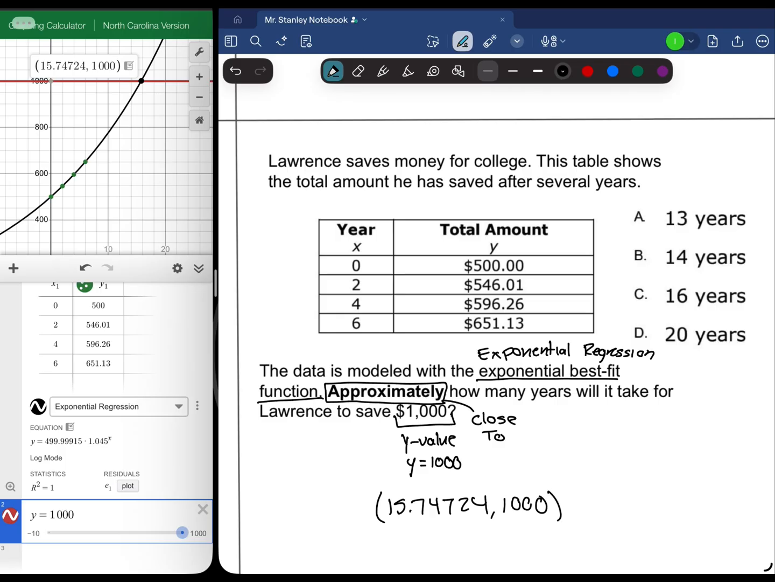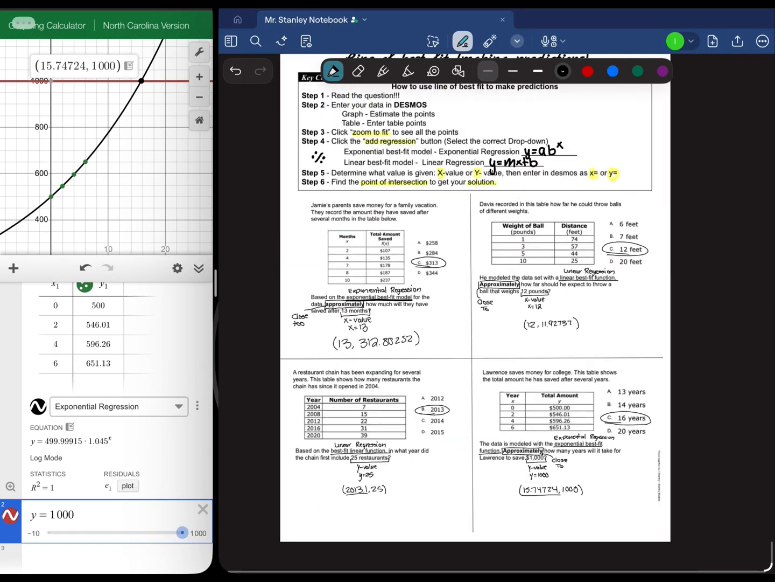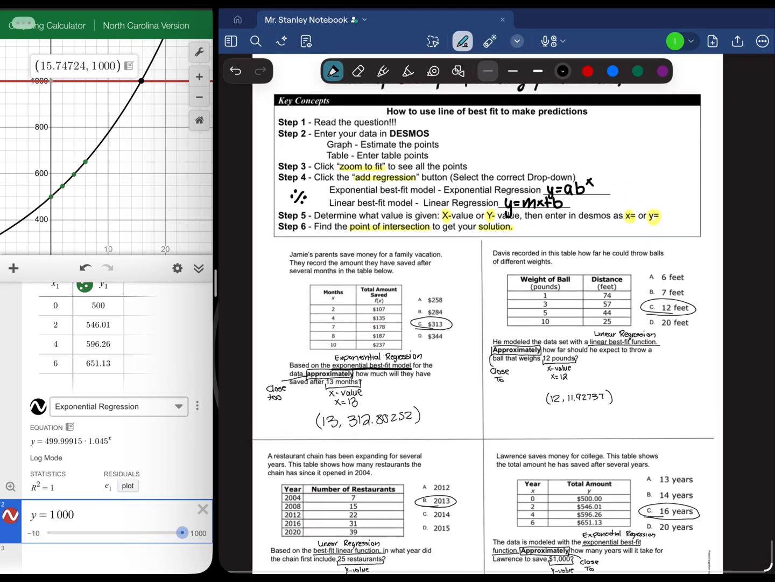Now the 1,000 is what they gave us, so we're not going to look at that. So we're looking at the 15.74. Now we're trying to get the closest to it out of 13, 14, 16, and 20. Closest number to 15.74 is 16 years. So now that we got an understanding of how to find or make a prediction, if you have any questions, please don't hesitate to ask.